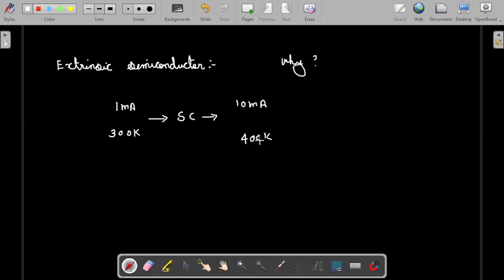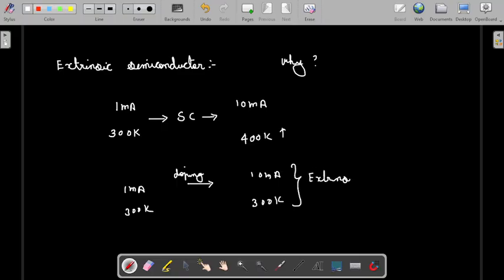But without increasing the temperature, the simple process of doping can do this. Here we are getting 1 milliamp at 300 Kelvin, which is the intrinsic semiconductor. We can get 10 milliamps at the same 300 Kelvin with the extrinsic semiconductor. So how is this happening? That's what we are going to discuss. So this is extrinsic and this is intrinsic.